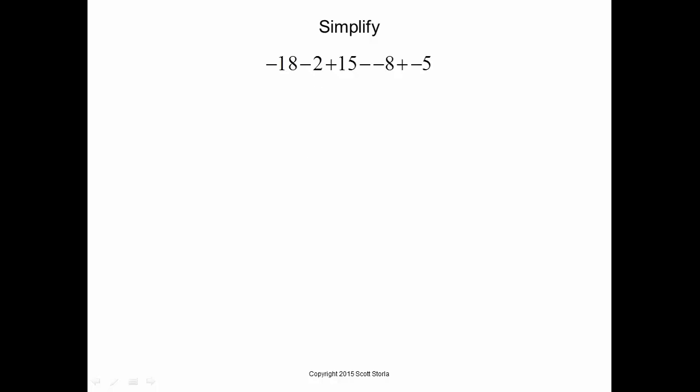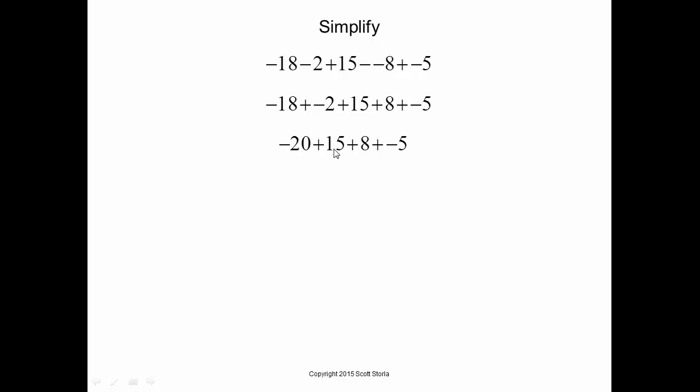Here's another. First, I'll change all subtractions to adding opposites. This will become adding a -2. This will become adding a +8. Now I add left to right. There are 4 operators. 18 and 2 is 20. Keep the common sign.